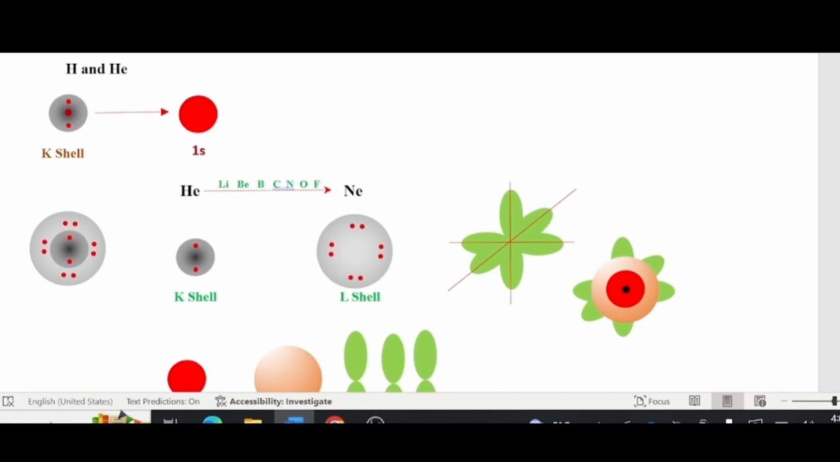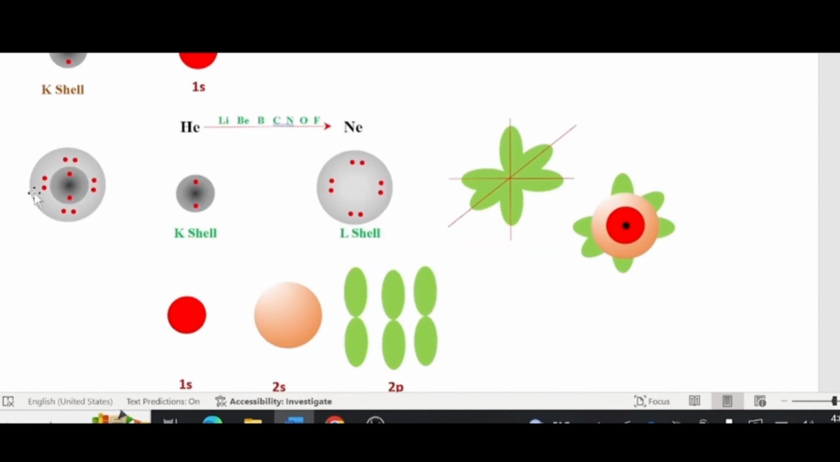Hydrogen and helium will have a 1s orbital because they are found in this K shell. Let us say you have an atom here that has a K shell and an L shell. We can remove these into two different shells. Separate the K shell here, we get this one here, just like what we had here. But this one here now is what we have here.